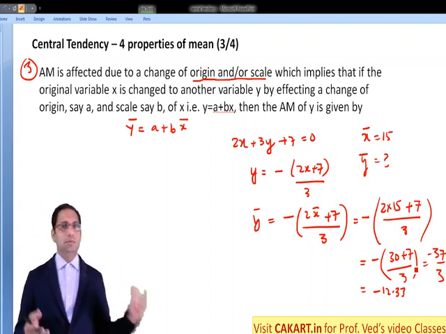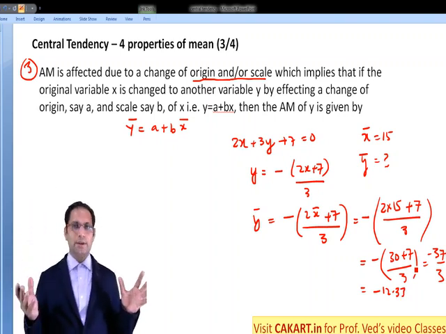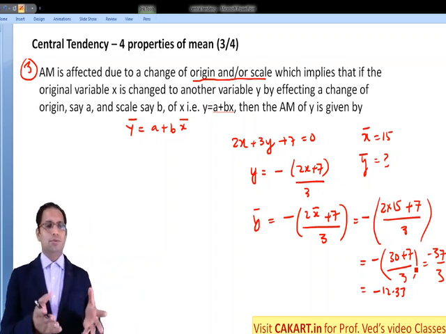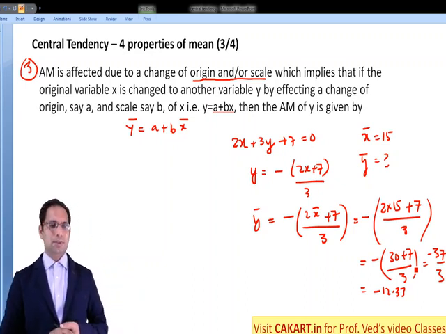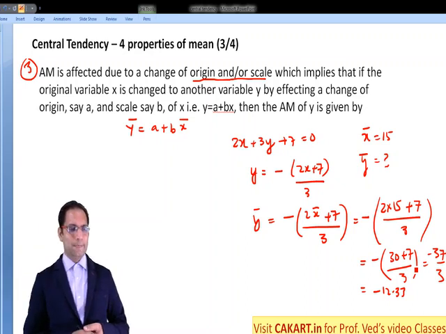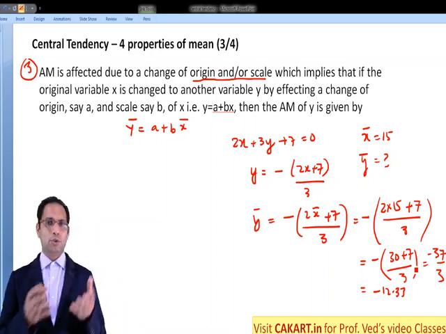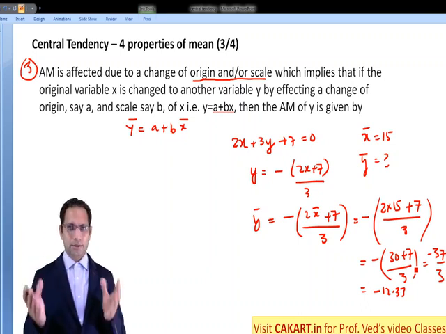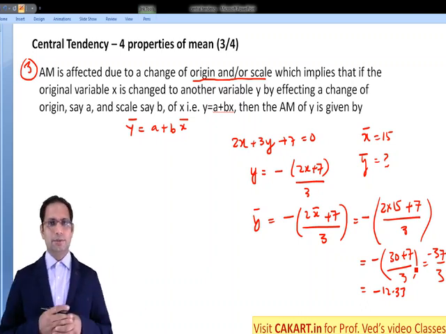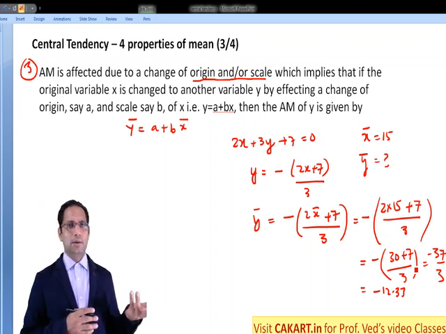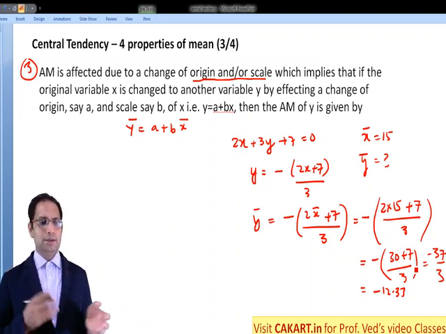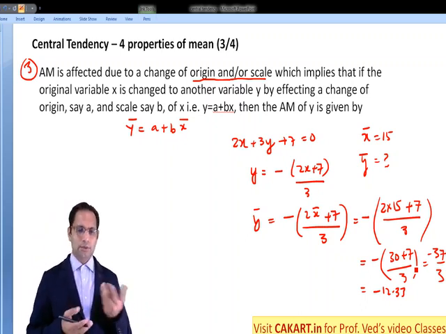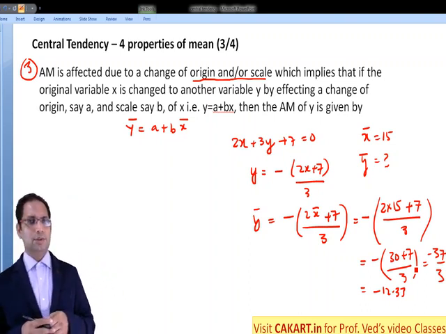Right, so simple. There is nothing complicated here. I just used the simple equation y is equal to a plus bx, and 2x plus 3y plus 7 equals 0. So I use the equation y is equal to minus 2x plus 7, divided by 3. That's it. And then when I had to calculate y bar, which is the average of y, I just replaced x with the average value and we found out what the average value of y is.